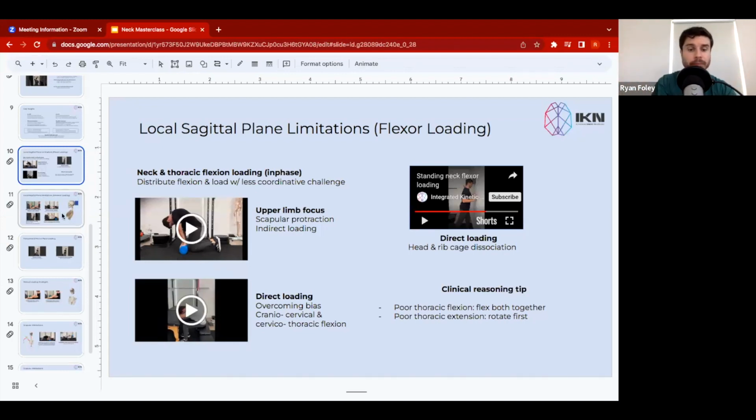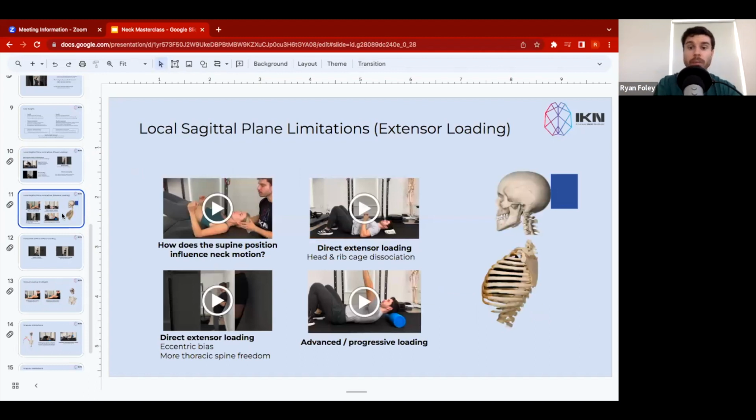Okay. So now let's move into some extensor loading strategies. Again, still staying in the sagittal plane here. But first I want you to consider, how does the supine position influence neck motion? So we'll show you that here in this video. Again, we'll put it up into the big screen there.